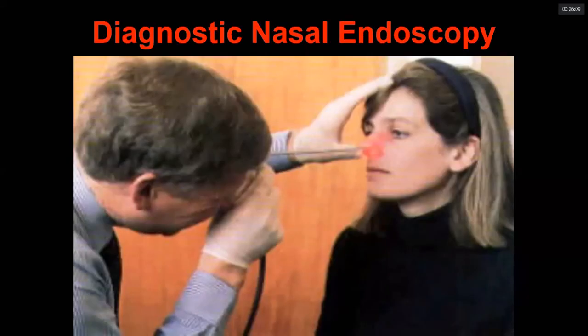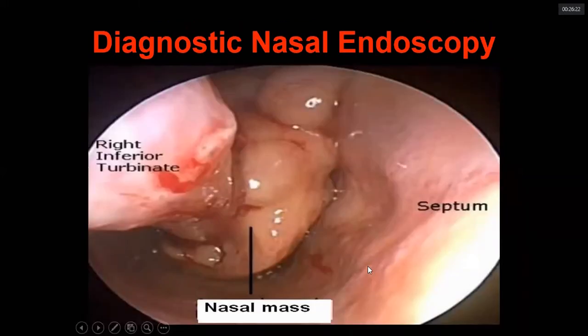Okay, so this is how diagnostic nasal endoscopy is done. It is done under local anesthesia. We just give the xylocaine nasal spray, the 15% xylocaine nasal spray. And this is what you see in endoscopy. This is the right inferior turbinate, and this is the septum, and here you see the nasal mass.